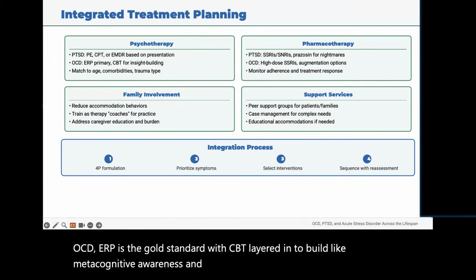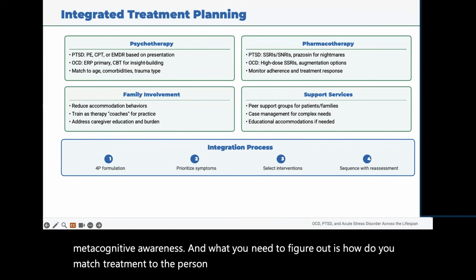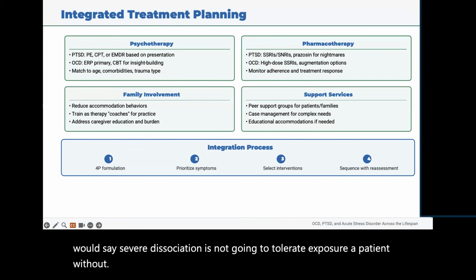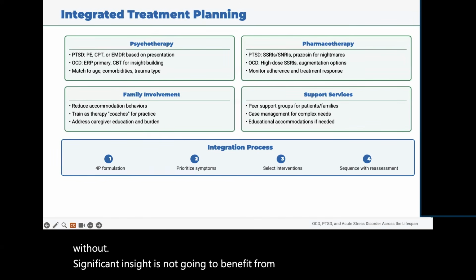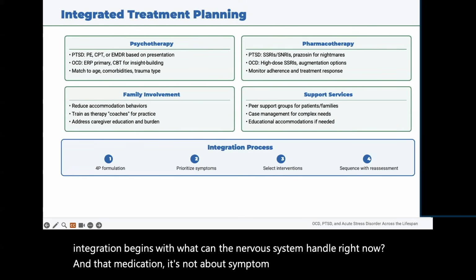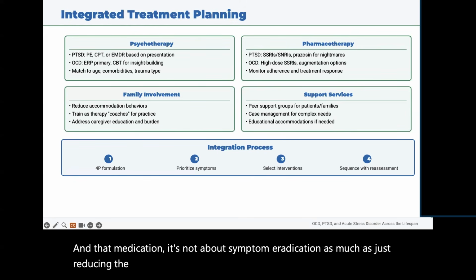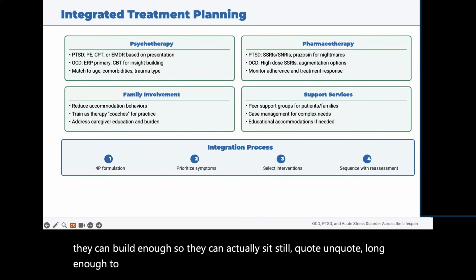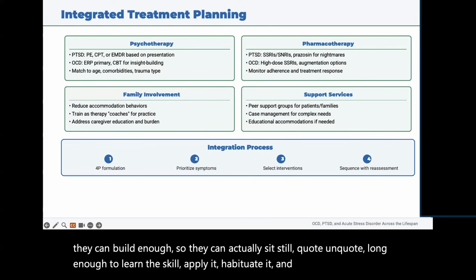And what you need to figure out is how do you match treatment to the person's neurocognitive readiness? A patient with severe dissociation is not going to tolerate exposure. A patient without significant insight is not going to benefit from pure cognitive work. So integration begins with what can the nervous system handle right now? And then medication, it's not about symptom eradication as much as just reducing the intensity of the symptoms. It's about stabilizing so that they can actually sit still, quote unquote, long enough to learn the skill, apply it, habituate to it, and then the medicine goes down.